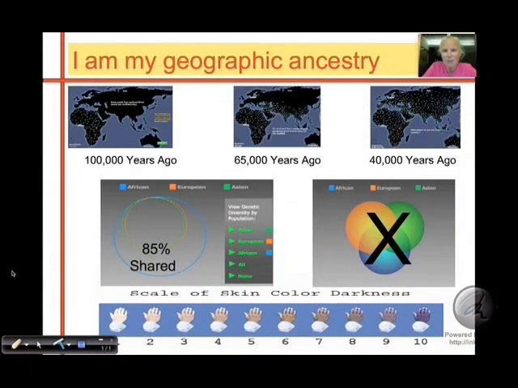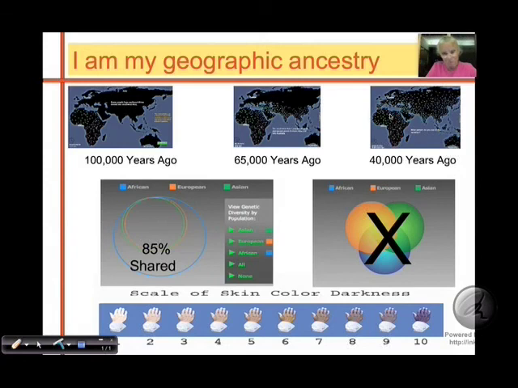I am my geographic ancestry. Take a look at these three pictures. They're showing genetic variation that exists among the human species 100,000 years ago, 65,000, 40,000 years ago. The colors are representing the variation that's present. So here, 100,000 years ago, lots of variation. We hadn't yet really moved much out of the continent of Africa. We started moving, we started migrating. We brought with us some of that variation.